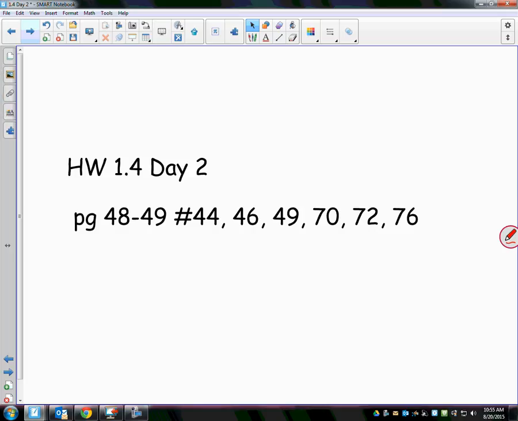44 and 46 have the H's in them. 49 is conjugates. And then 70 and 72 and 76 are the uglier ones. But just attempt those and try them. It's only 6 problems.